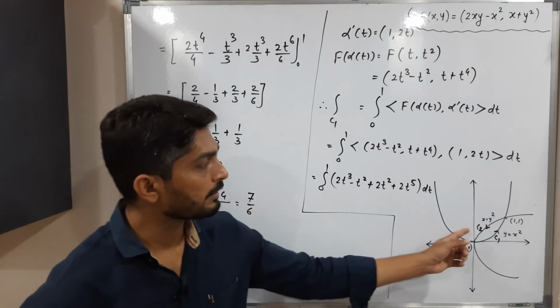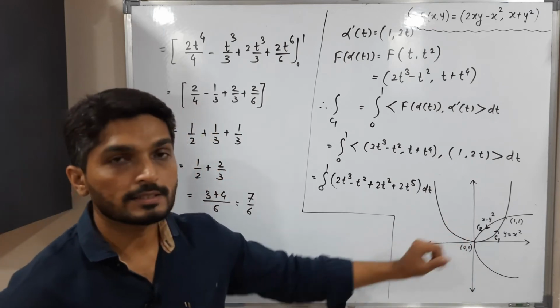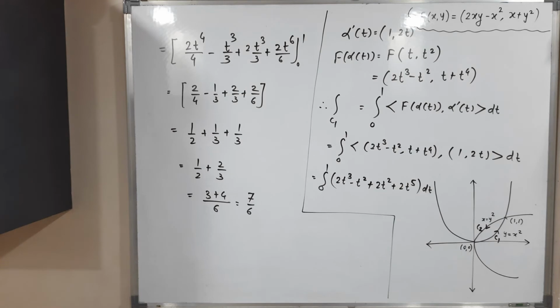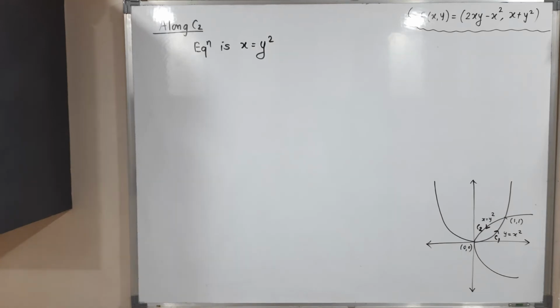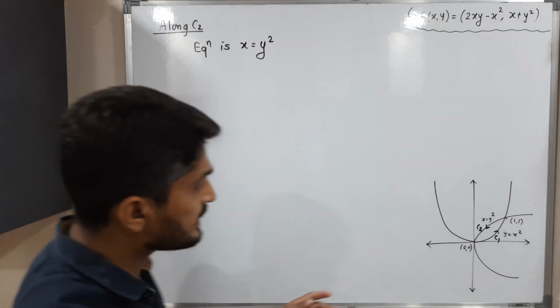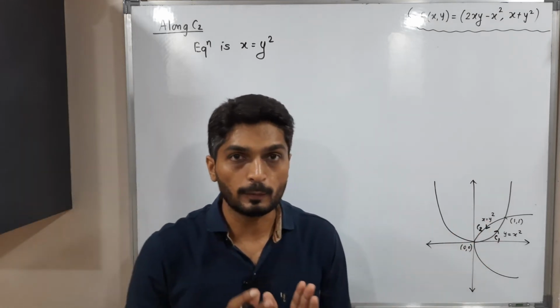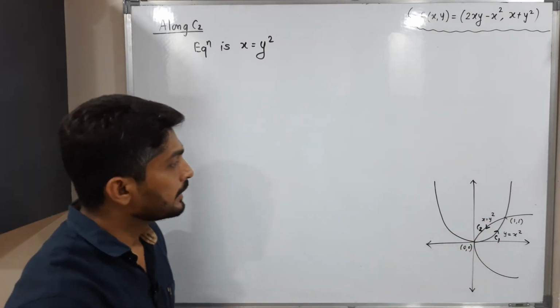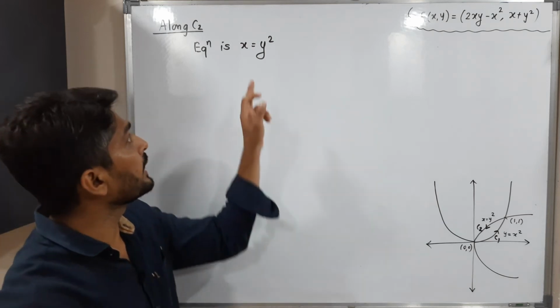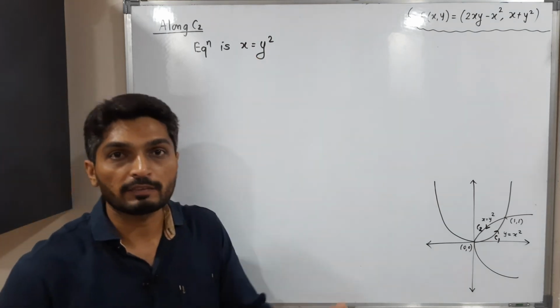Now we have to find the value of the line integral over C2. Make a screenshot of it, then I will go further. So now we are going to find the value of the line integral along C2. As you can see here, the equation of C2 is y is equal to x square, right? This time I will put y is equal to t. So easily we'll have the value of x.